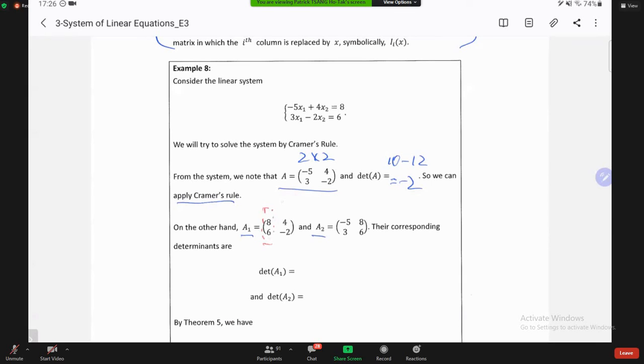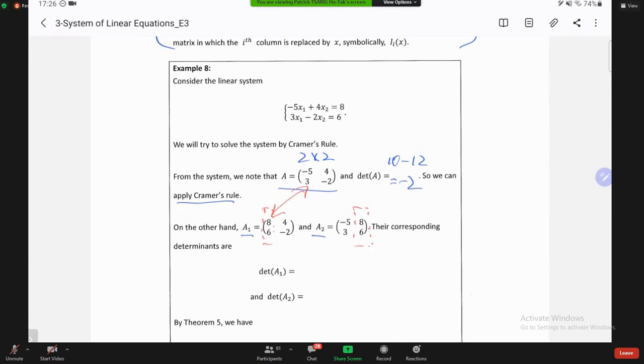So you can see that the first column of A is gone. It is replaced by the column matrix 8 and 6, right? Similarly, for A subscript 2, we are going to replace the second column of the original matrix A by the column matrix 8 and 6. So for the idea of A subscript 1 and A subscript 2, is it okay? And the next job is to find the determinant of these two matrices.